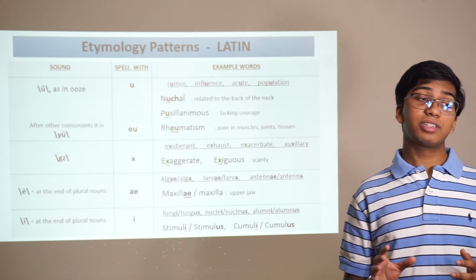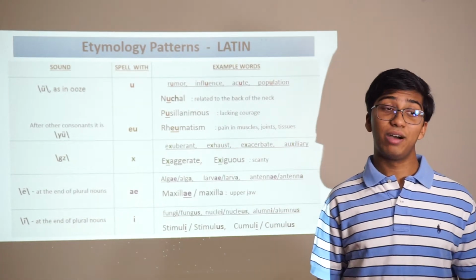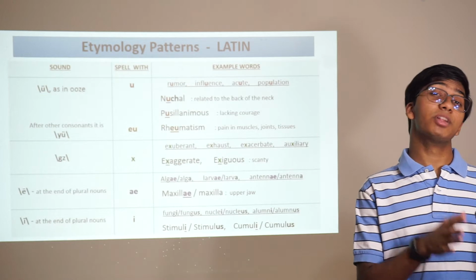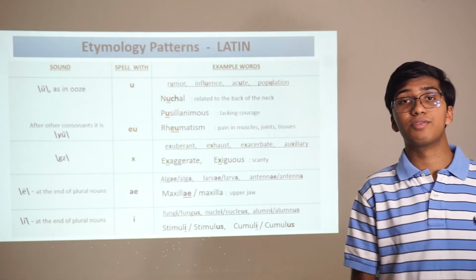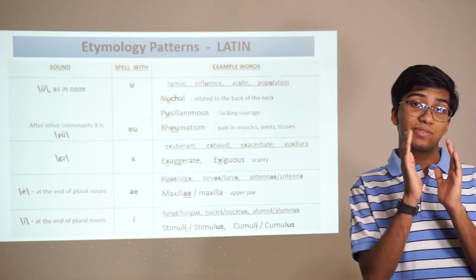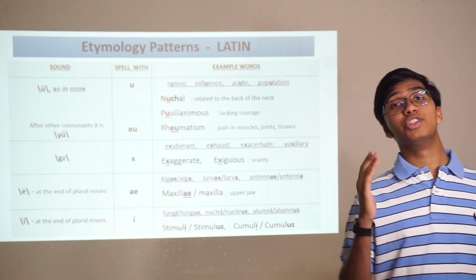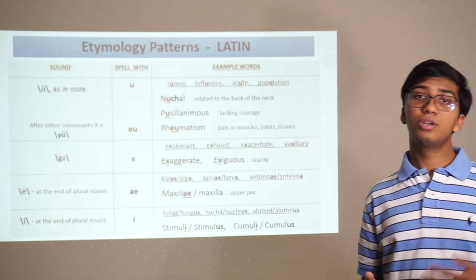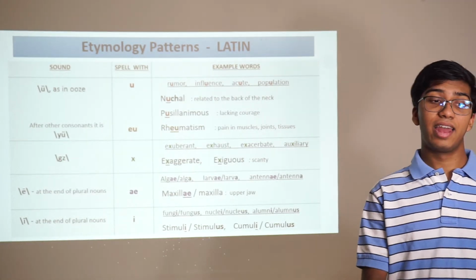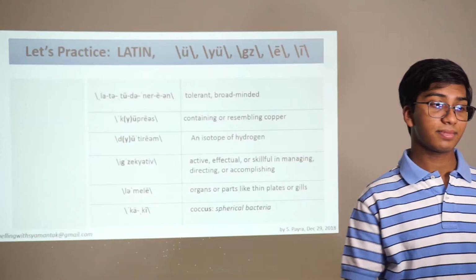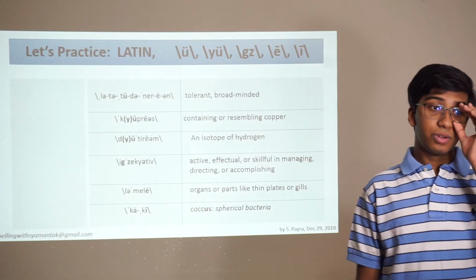I is another sound you might hear at the end of plural nouns, like an individual stimulus versus multiple stimuli. This is usually the pluralizing form in Latin when you have a US for the singular. The plural turns into an I sound. So stimuli, humuli are all going to be spelled with an I at the end, the letter I. Opportunities for your practice here.